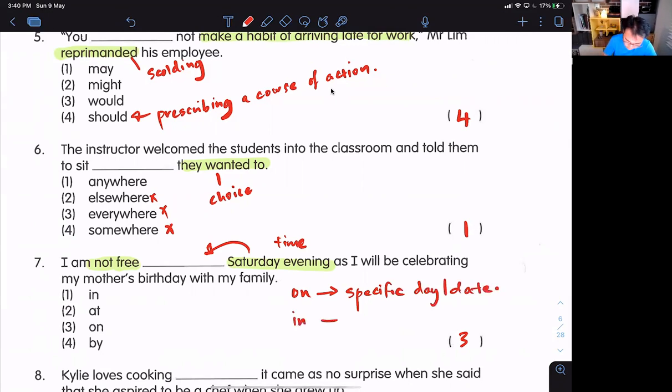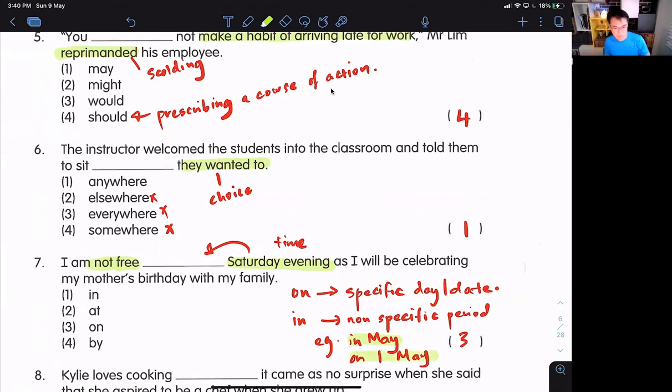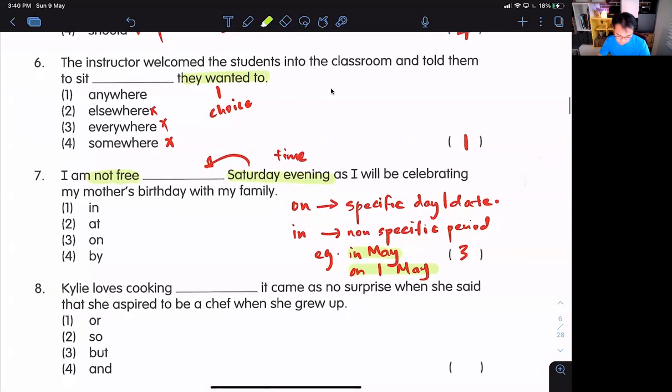And in is used for a non-specific period. For example, in May, right? We are in the month of May, right? But my birthday is on 1st May, right? So if I'm talking about a specific day, it's on. If I'm talking about a non-specific period of time, it's in, all right? So therefore the answer is clearly on, right?